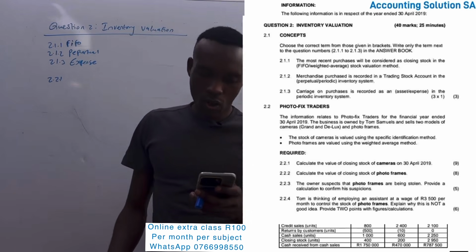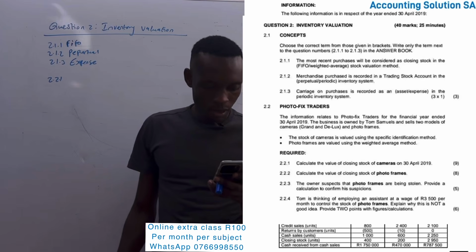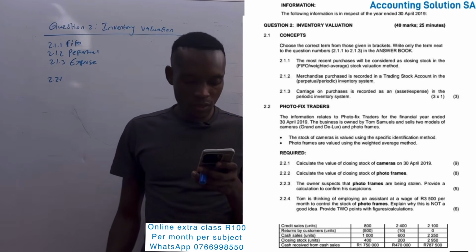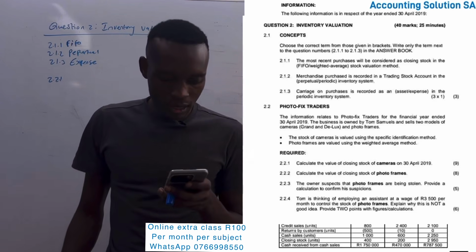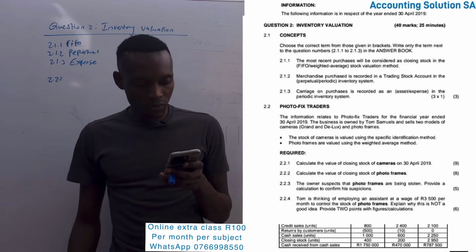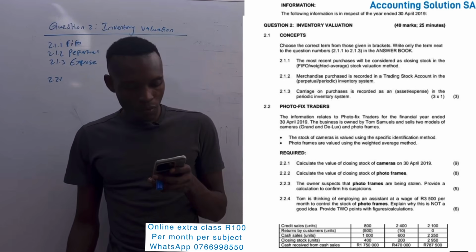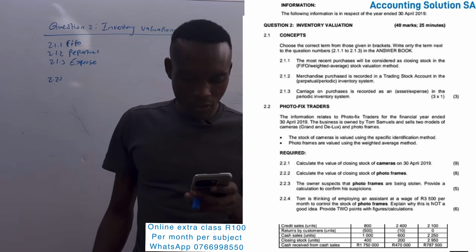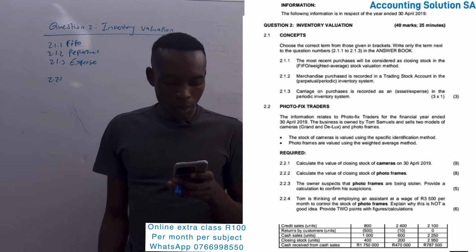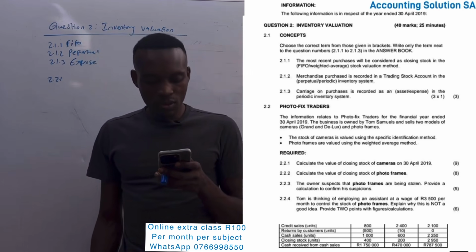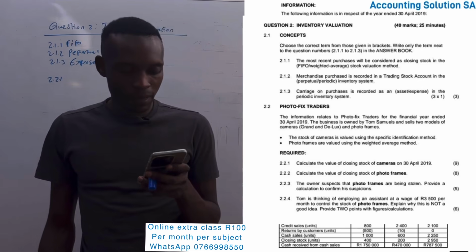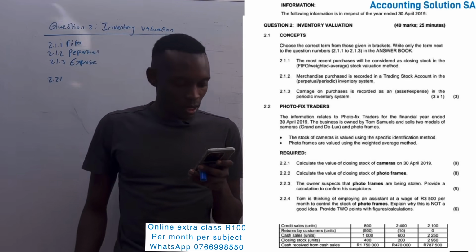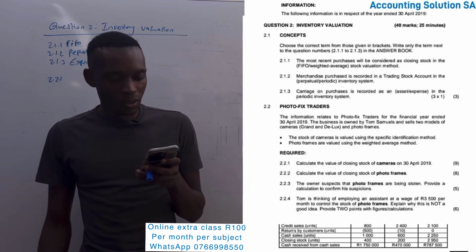Okay, now let's do our calculation, the main question. Number 2.2, Photo Fixed Traders. The information related to Photo Fixed Traders for the financial year ended 30 April 2019. The business is owned by Tom, who sells 2 models of cameras, which are Grand and Deluxe, and photo frames. Number one, the stock of cameras is valued using specific identification. Okay, when you calculate the stock of cameras, you have to use specific identification. Then photo frames are valued using the weighted average method.